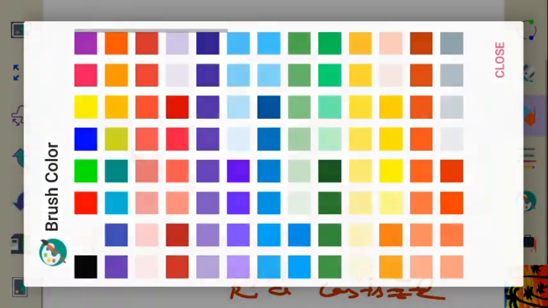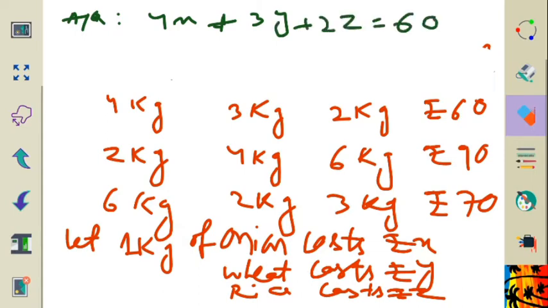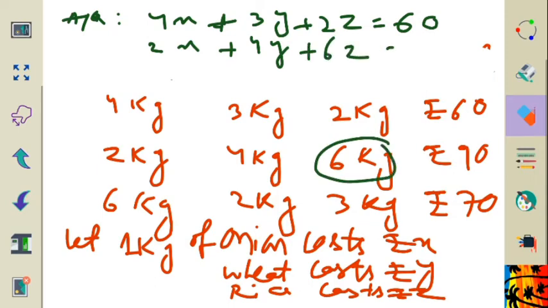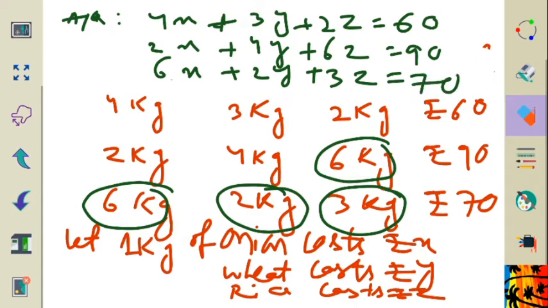Therefore, according to the question, I have 4 kg, that is 4x plus 3y plus 2z equal to 60. Now the second row: 2x plus 4y plus 6z equal to 90. And at last, 6x plus 2y plus 3z, I repeat, 6x plus 2y plus 3z, equal to 70, right? Now I have formed the equations. The most challenging part is the formation of the linear equations.